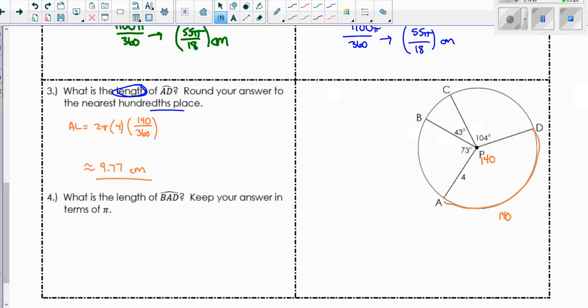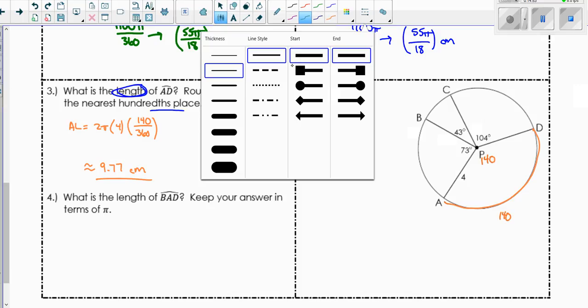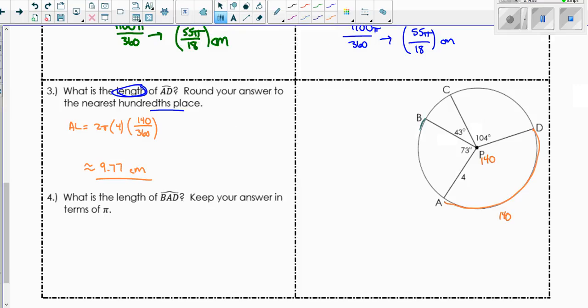Okay. The next one says, what is the length of BAD? So that means I'm going from B to A all the way around to D. So if this is 73, then this is also 73. If I add 73 and 140, what do I get? I get 213. Keep your answer in terms of pi means that it needs to be an exact answer. Pi still needs to be in your answer.